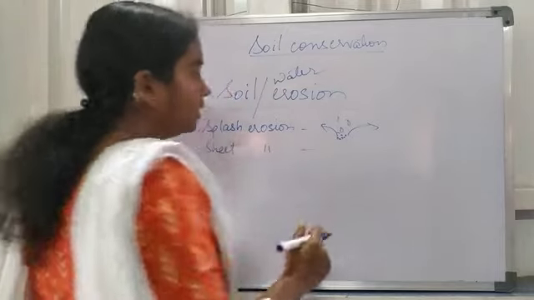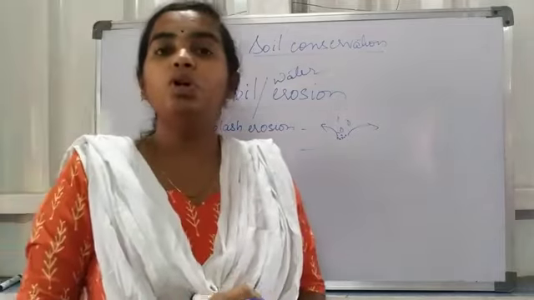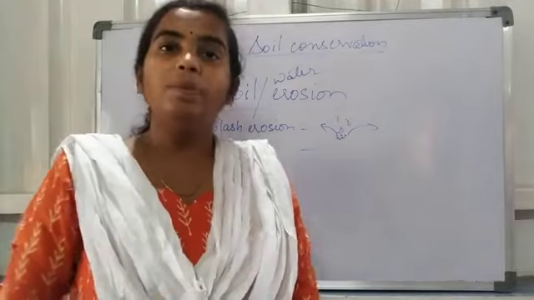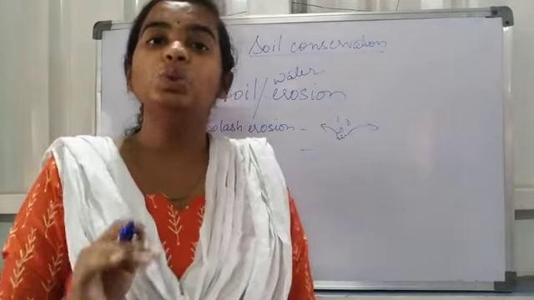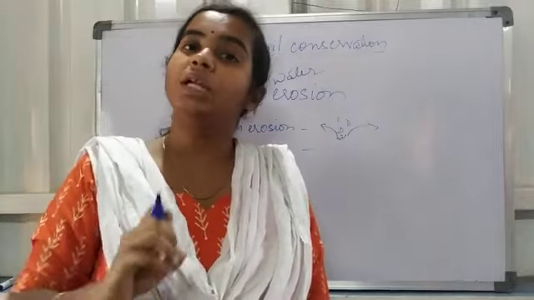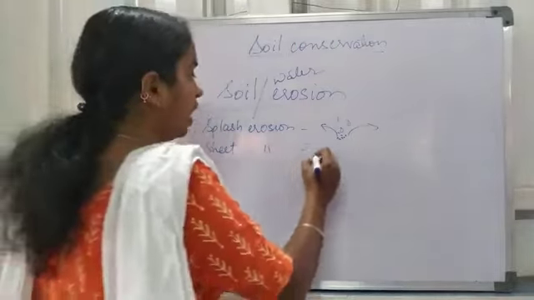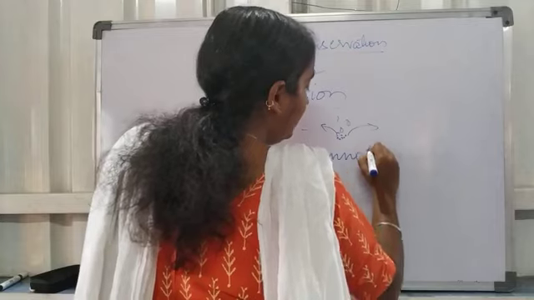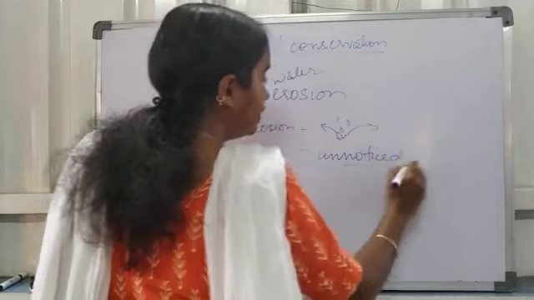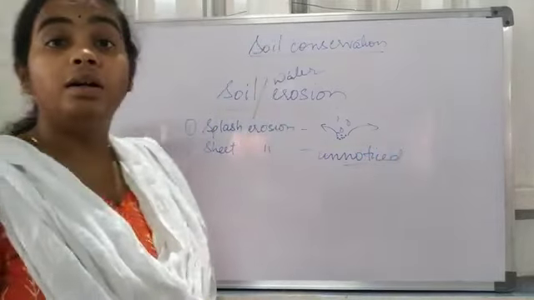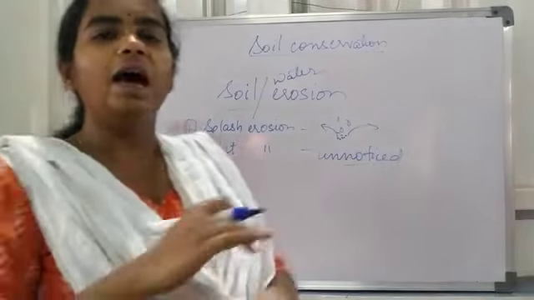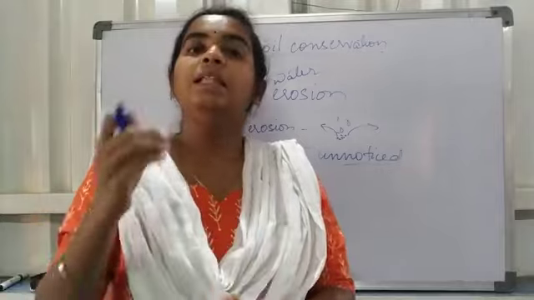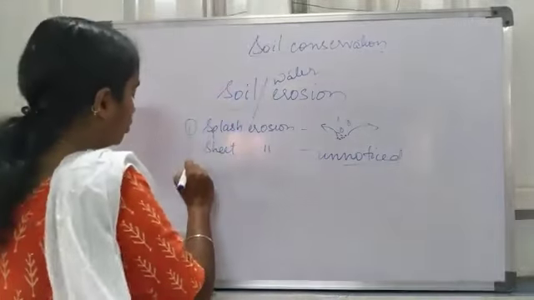Sheet erosion is nothing but the uniform removal of the top layer. The top layer will be removed and that goes unnoticed, right? This is where the farmers lose the fertility of the soil. This goes unnoticed, and it is the one which is dangerous in terms of the loss of fertility. After removal of the topsoil, then comes the rill erosion.